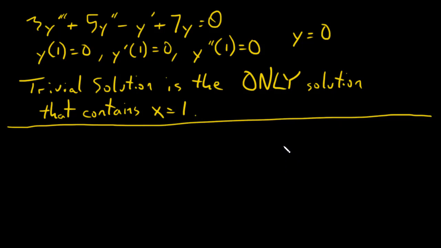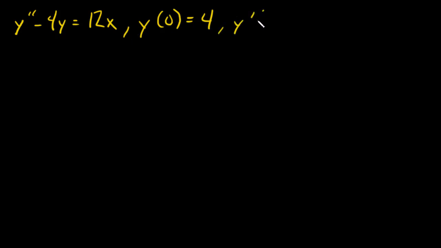So let's do another example. What do you say? Let me clear this and start fresh so we can get through it all on the same page. So here we go, clearing the screen. Okay, so we have y double prime minus 4y equals 12x. And we're going to be given the initial conditions of y at 0 equals 4 and y prime at 0 equals 1.